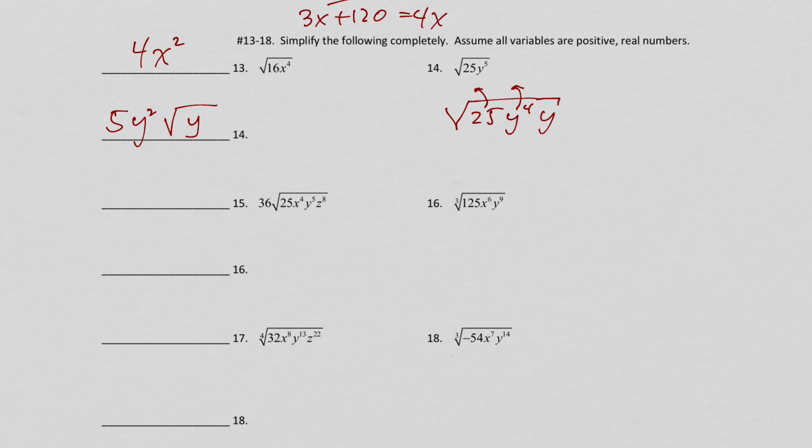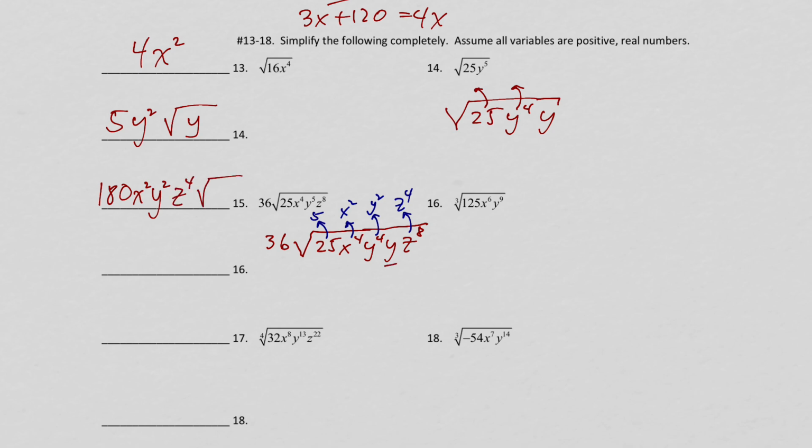Okay, everything can come out except for this y to the 5th because 5 is not divisible by 2. So I'm going to rewrite this as 36 times the square root of 25 x to the 4 y to the 4 y z to the 8th. And I can take out the 25, it becomes a 5. This becomes an x squared. This becomes a y squared. And this becomes a z to the 4th. I'm just dividing all of these exponents by the index. Then I take this 5 and multiply by the 36 that's already out there and get 180. And then I have x squared, y squared, z to the 4th. And what couldn't come out was the square root of this y.